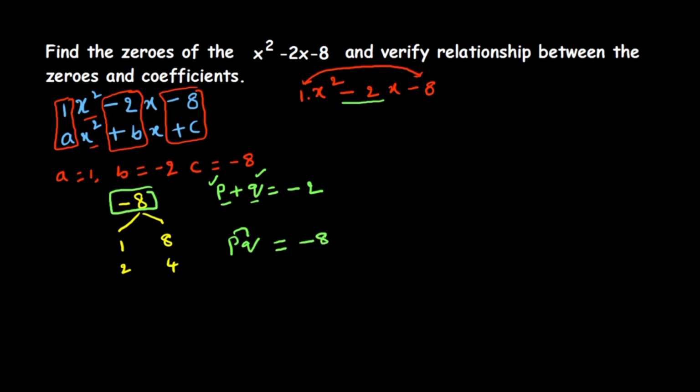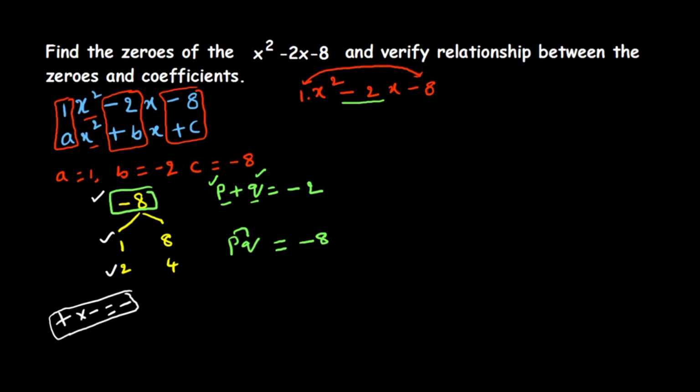Now can you select the numbers from this? What are the two numbers you can take to get p plus q equal to minus 2 and p into q equal to minus 8? And one more important point here, we have a minus 8 and plus into minus is minus, so in the two zeros we should take one positive and one negative. So what is the positive and what is the negative, and what are the two zeros we take here?